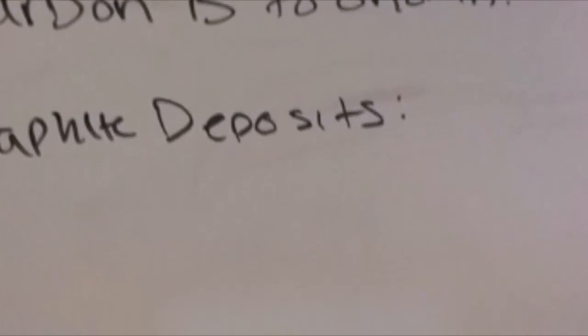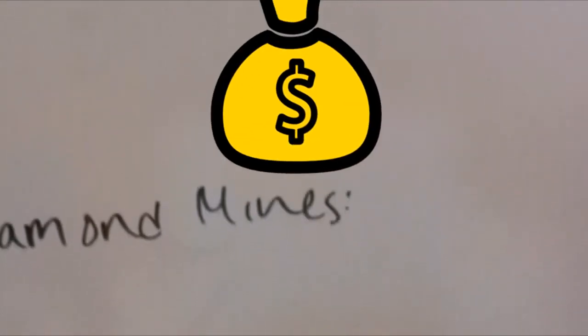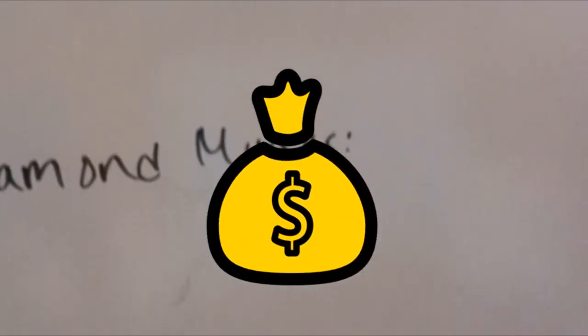Carbon is found in graphite deposits and in diamond mines. Prices also range from $6 to $60 per metric ton of carbon dioxide.